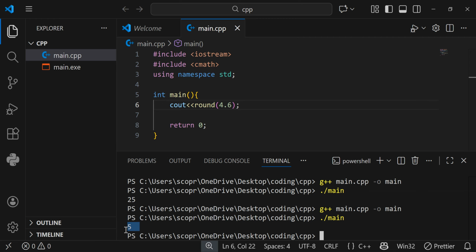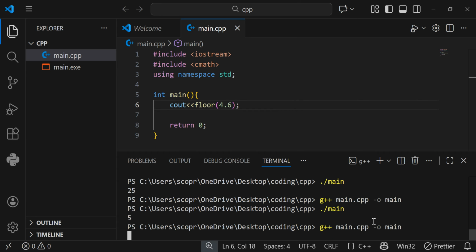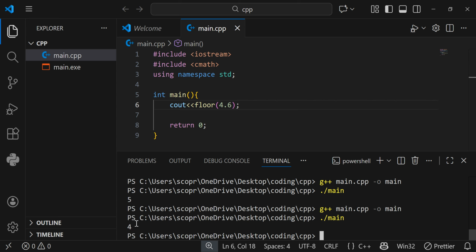Okay, so let us now take a look at another function used in rounding numbers, which is called floor. The floor rounds down to the nearest whole number. So for example, if we have 4.6, we are going to round down. Instead of getting 5, if we use floor like that, we try to compile. After compiling, we try to run. As you can see, we get 4.